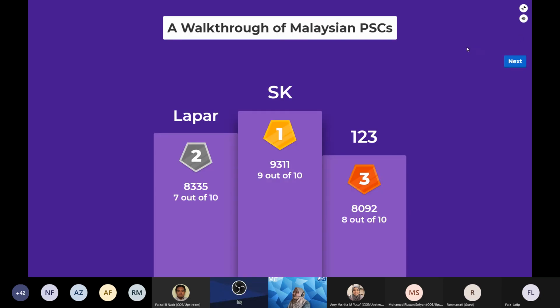Let's see who is the final winner. Third place is 123, second place is Lapar, and the first place, congratulations to SK with 9,311 points. Thank you so much for participating. I hope SK could stay behind to provide your details to claim the prize.